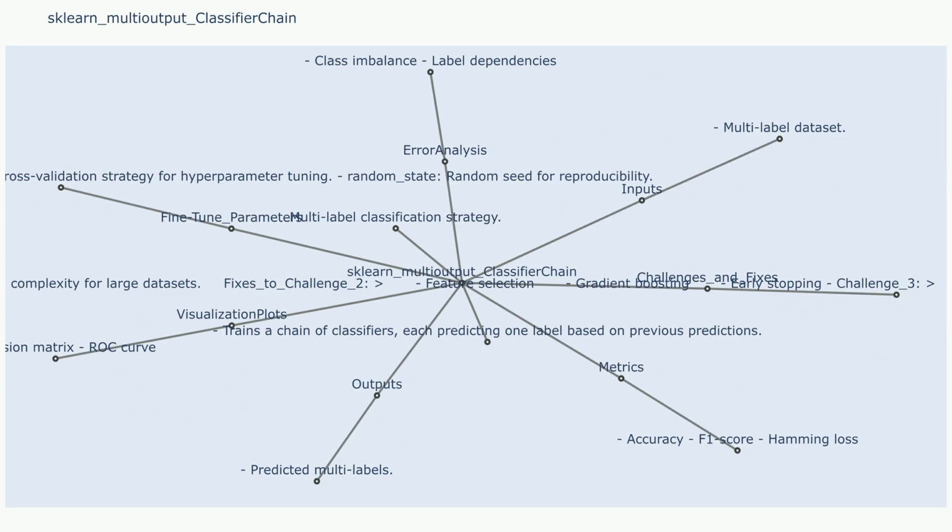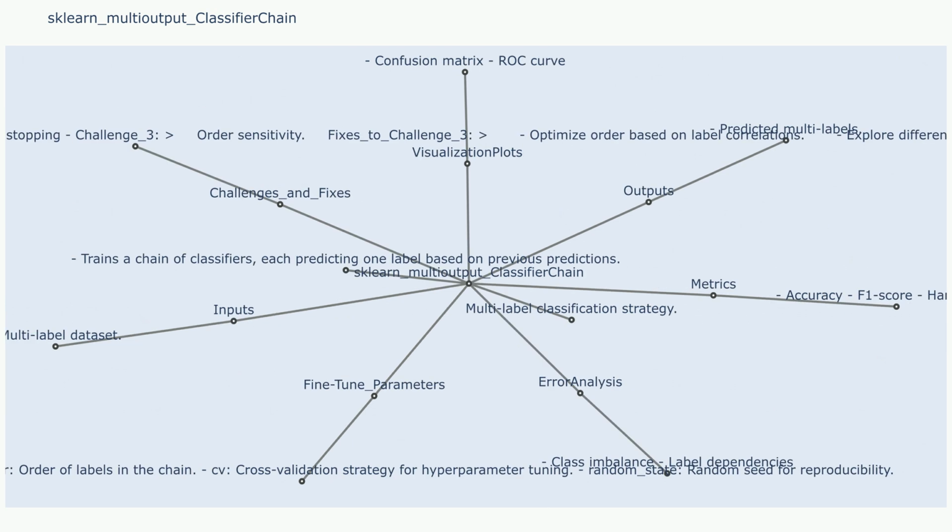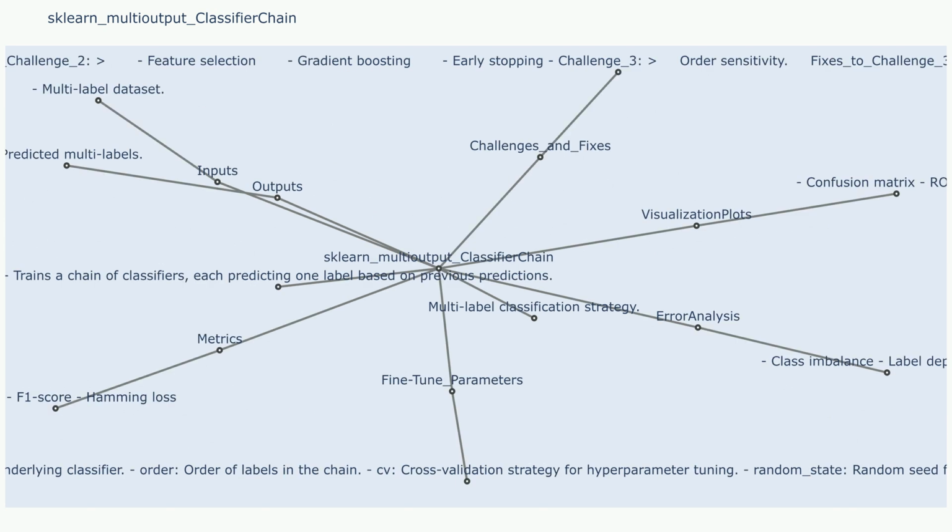Visualization. Plot 1. Explain in detail. Confusion matrix for each individual classifier in the chain, illustrating the true positives, true negatives, false positives, and false negatives. Receiver operating characteristic (ROC) curves or precision-recall curves can be generated for each individual classifier in the chain.